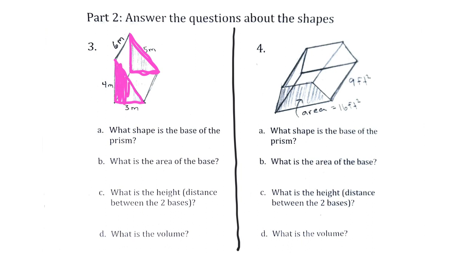So that means these right here that I'm coloring in, these pink shapes, are the bases because they are the parallel sides or the opposite sides that are exactly the same. So the base shape of this prism is obviously a triangle.